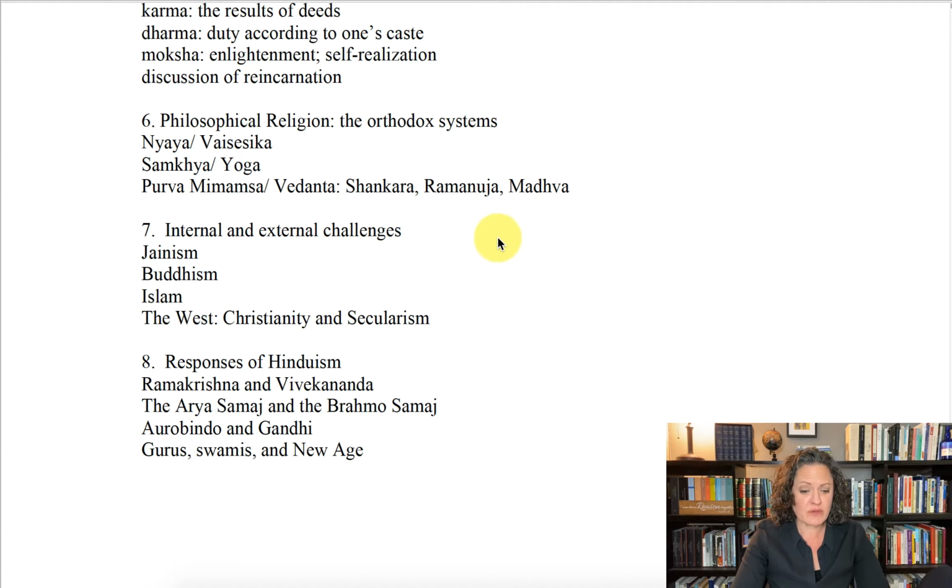Now you might be wondering, what is a core question, Dr. Burton, that's going to come from this section? I would like you to tell me what are the two internal challenges and what are the two external challenges, and explain each. These are internal and external challenges to Hinduism. Explain each. So we're going to continue with talking now about Islam.